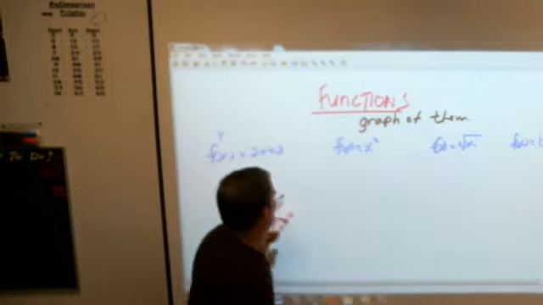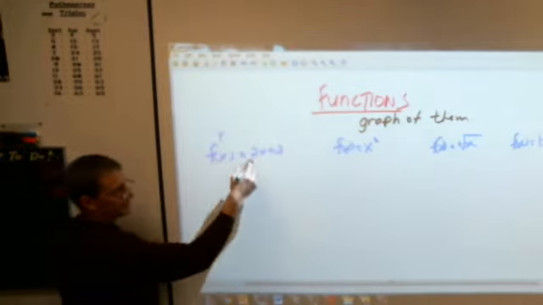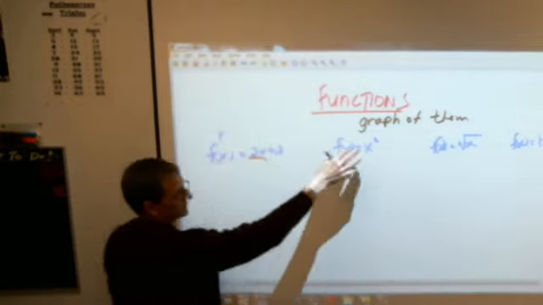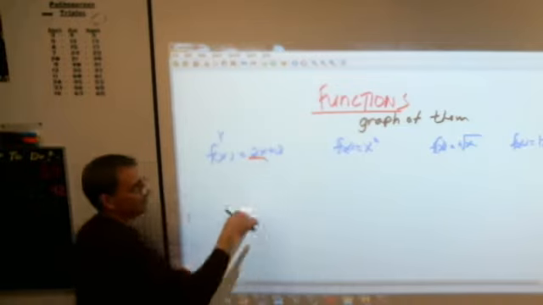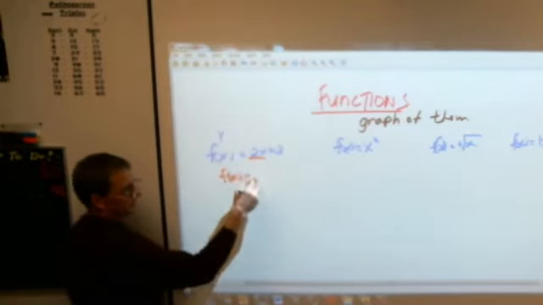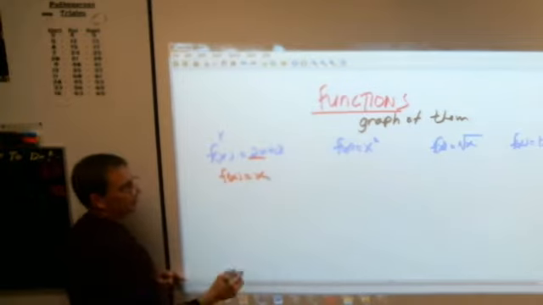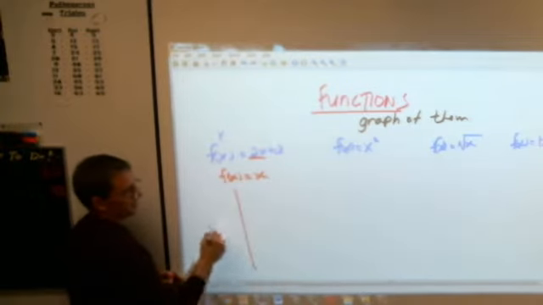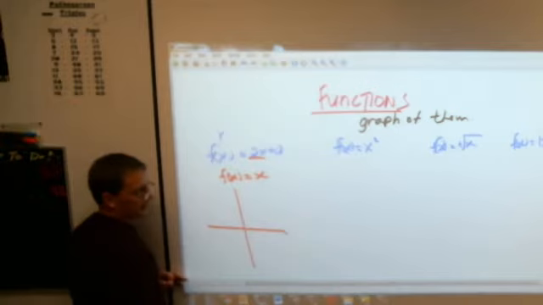First of all, we know this, anytime it looks like this with just an x, see, this is an x squared, that's a square root of x, that's an absolute value. If it's just an x, what do you always get? You always just get a linear equation. It's a straight line.